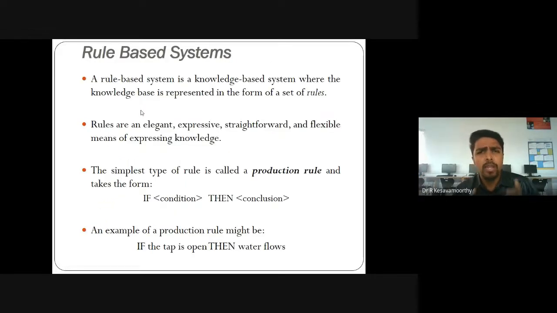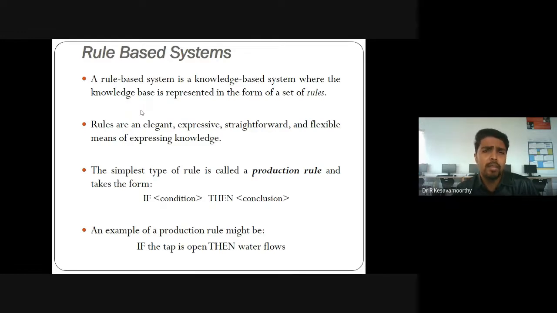What is it? A rule based system is of course a part of the knowledge based system, wherein the knowledge base is represented in the form of some set of rules. So what are rules actually? Rules are actually the way of expressing the knowledge in the form of, or it will be always straightforward, it will be always flexible, it will be expressive.